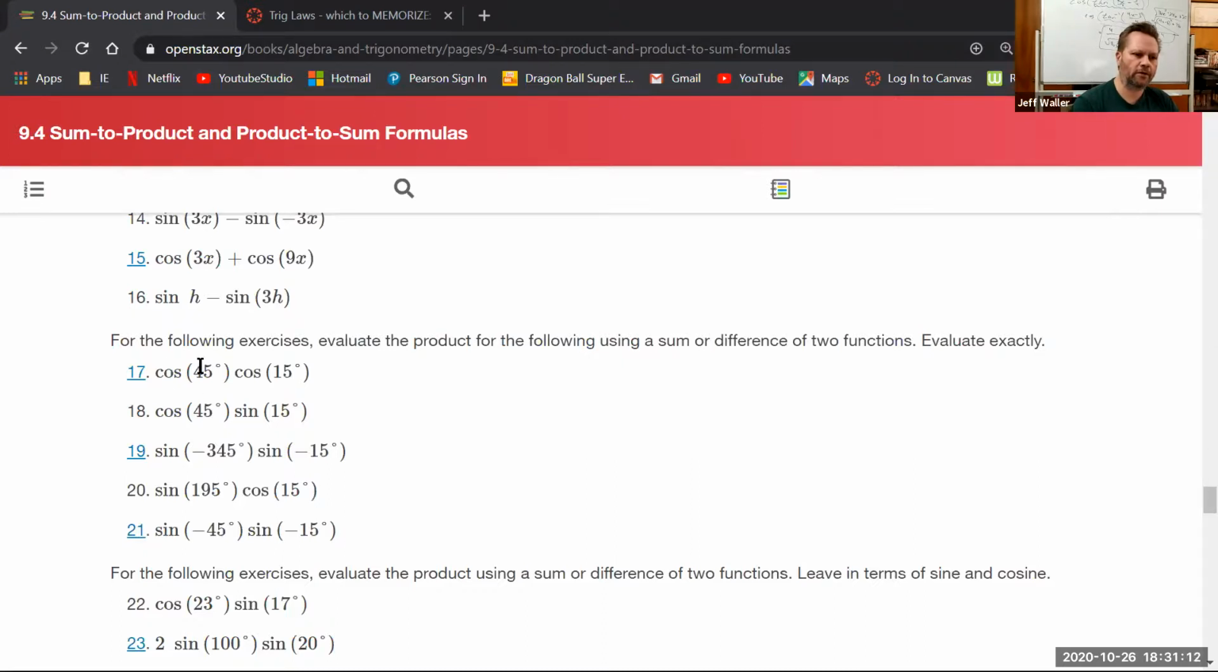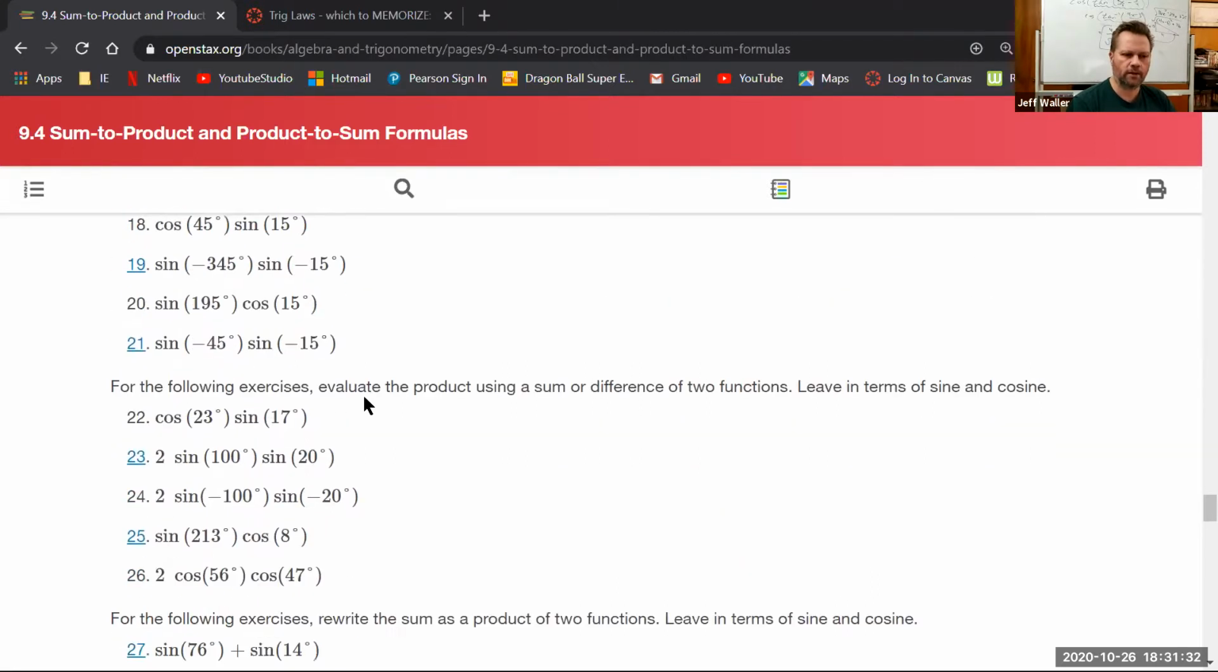You want the one that's cosine of alpha times cosine of beta. You look that one up, you use it. You put the 45 and the 15 in the correct places. Are you guys with me? And that'll be one you can do because 45 plus 15 is 60 and 45 minus 15 is 30. So you'll end up with something you can do by hand.